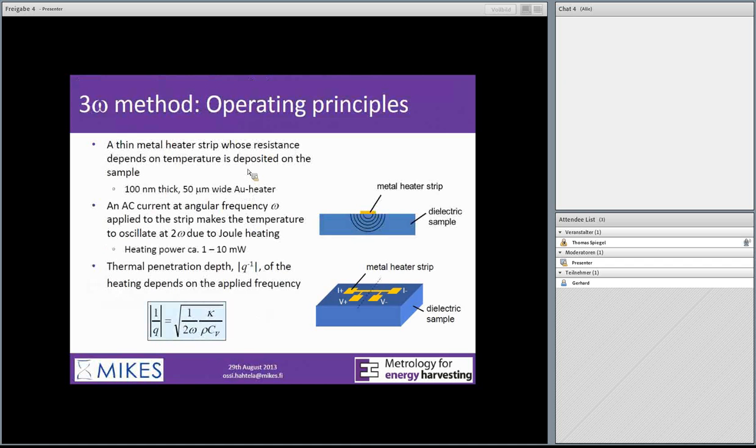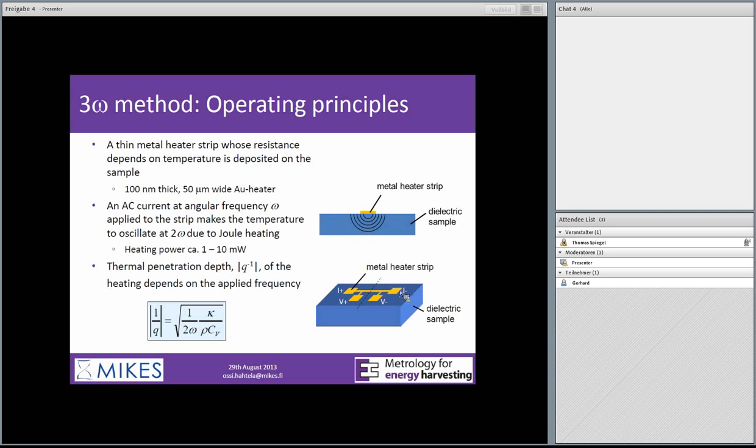So in this method, you need to deposit a metal heater strip on the sample, and typically in our measurements we have used gold as a heater material, about 100 nanometers thick, 50 micrometers wide, and the heater strip is deposited using thermal evaporation through a stainless steel mask. Here you can see the configuration of such a metal heater strip. You have contact pads for electrical feed-through and also pads for measuring the voltage over the strip.